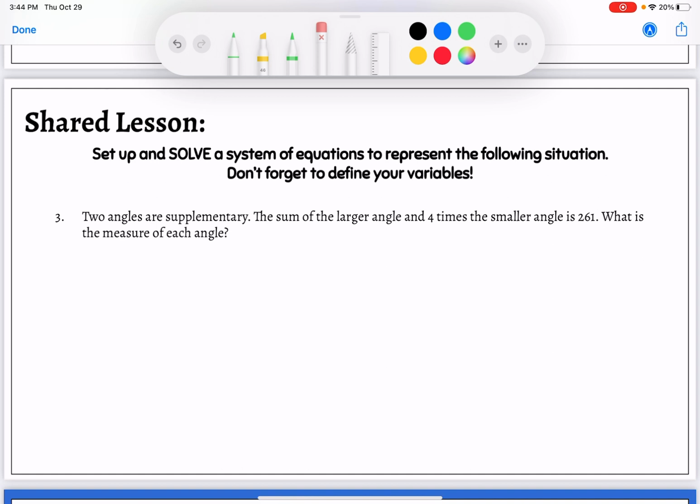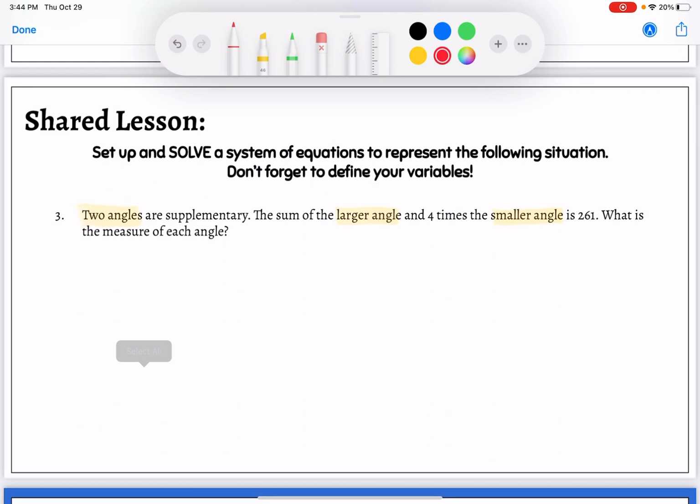All right, so number 3 says 2 angles are supplementary. The sum of the larger angle and 4 times the smaller angle is 261. What is the measure of each angle? So again, I see that we're talking about 2 angles. Later on though, we talk about a larger angle and a smaller angle. So that's how I'm going to define my variables. So I'll say x equals the larger angle.